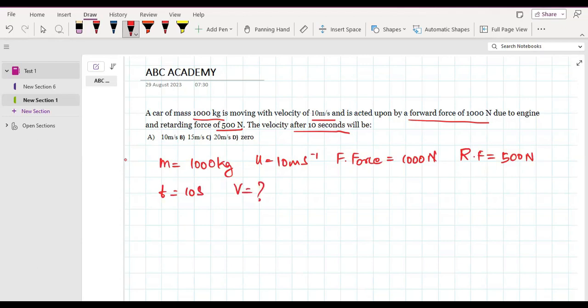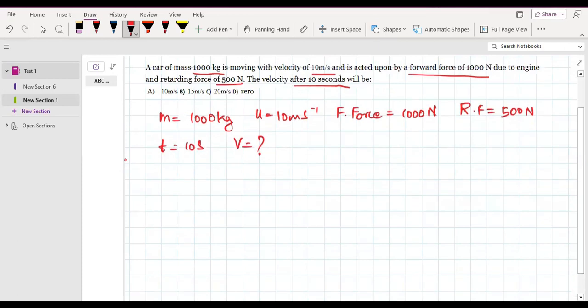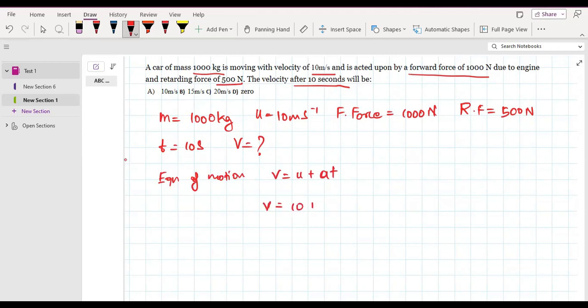So நமக்கு கொடுத்திருக்க given வச்சு v formula, velocity formula என்ன எழுதிக்கலாம்னா, so according to equation of motion, v is equal to u plus at. So where v we have to find and u is what? 10 meter per second plus a நமக்கு தெரியல. So time 10. So let it be, this is equation 1.